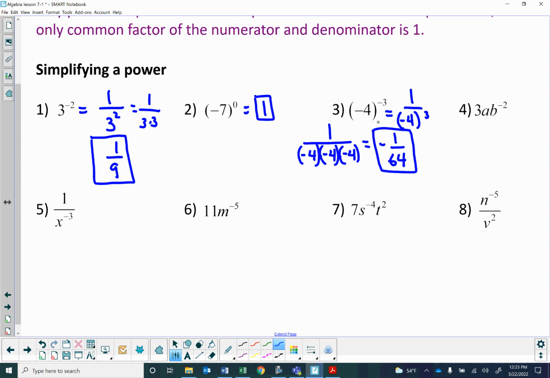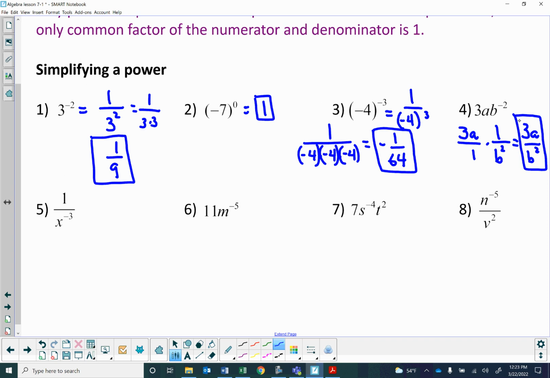Now 4 gets a little trickier, because we're looking at this going, oh, everything needs to move to the denominator. No, it doesn't. Only numbers or variables taken to a negative exponent move down. 3 is taken to a positive exponent, a is taken to a positive exponent. So this is like saying 3a over 1 times 1 over b squared, which ends up to be 3a over b squared. If it doesn't have a negative exponent, it does not move to the denominator.